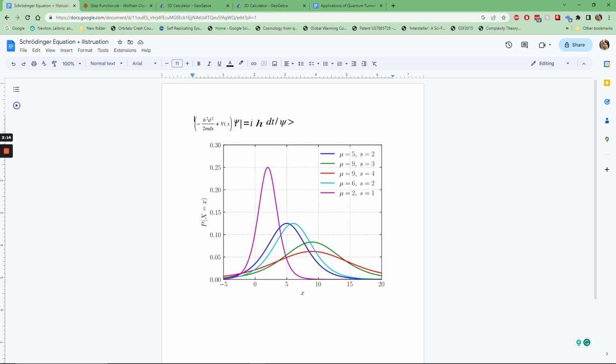Now, in the Schrodinger equation right here, what we put into the Schrodinger equation is the probability function, which I have in purple, and that's put inside the Hamiltonian operator, which is the H.